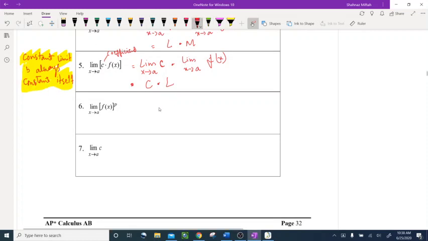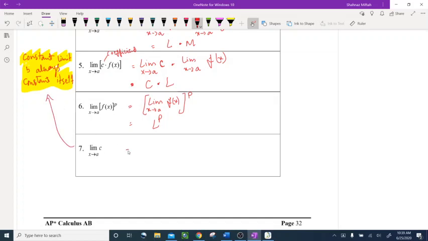Okay. Now, this one, how do we do this? Limit x approaches a of f of x to the whole power of p. So it's going to go the same way. Limit x approaches a of f of x, and this whole thing has that exponent on the top. So limit x approaches a of f of x, it was L. So you have L to the power p. Okay, and I already explained that the limit of any constant is that constant.